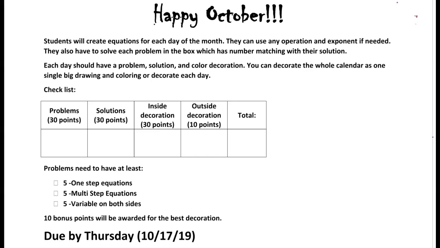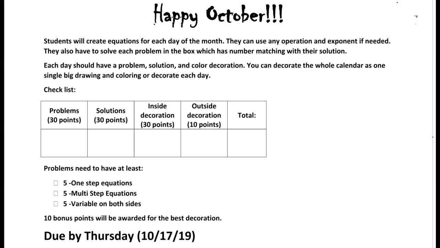So basically, you pick a date, you make an equation, and solve that equation in the box of that date. The answer should match with your date. I'm gonna show you how to do that in a second. Each day should have a problem, a solution, and color decoration. You can decorate the whole calendar as one single big drawing, or you can decorate the calendar by each day, or just simply color it.